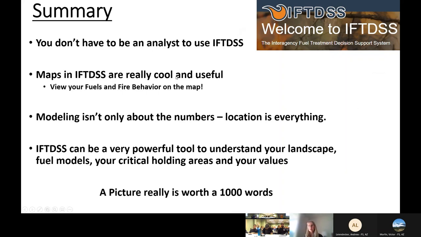This is sort of my summary. You don't have to be a mega analyst to do this sort of thing. I think it's pretty simple. It's really Behave on a map, pixel by pixel. I think the maps are really useful and I'd like to be able to see my fire behavior. Location is everything when it comes to fire behavior. Numbers are helpful and we do need to put numbers in our plan, but having a map is probably a little more useful. And a picture is really worth 1,000 words, so why not use them and write less? I think we'd all appreciate that. So that's what I got.